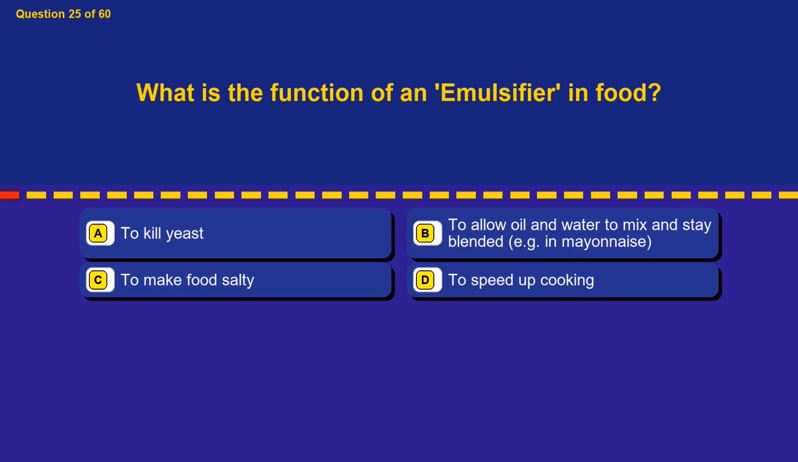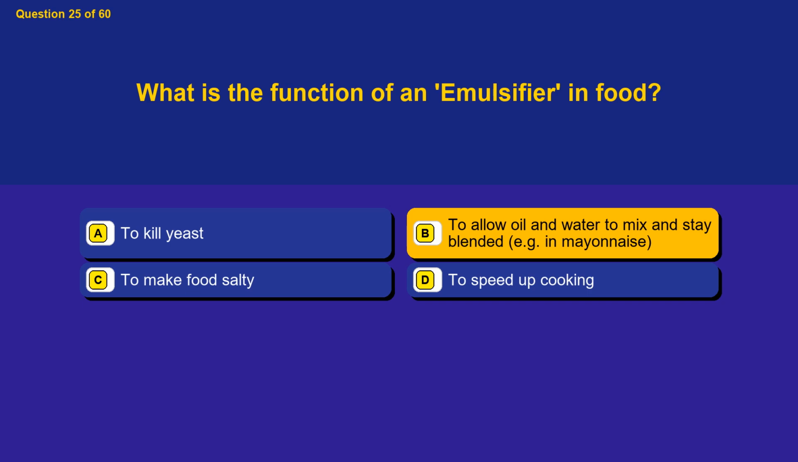Question 25. What is the function of an emulsifier in food? Option A. To kill yeast. Option B. To allow oil and water to mix and stay blended, e.g. in mayonnaise. Option C. To make food salty. Option D. To speed up cooking.